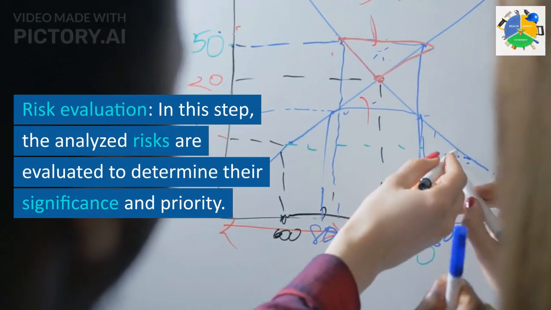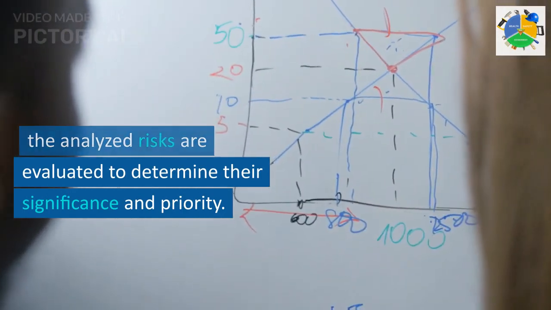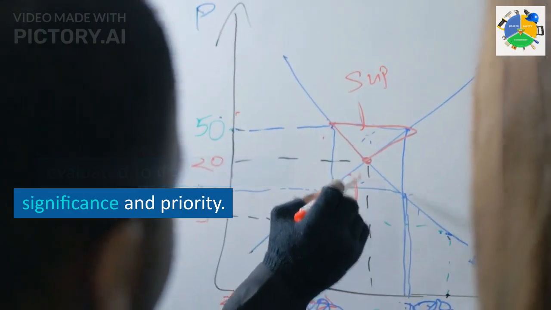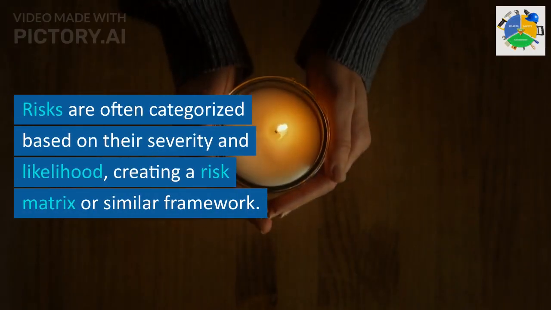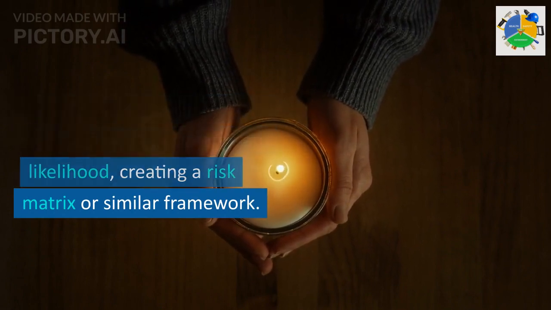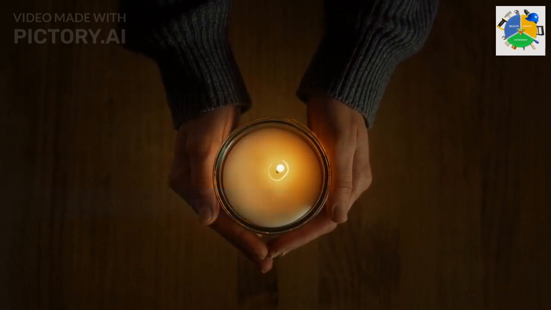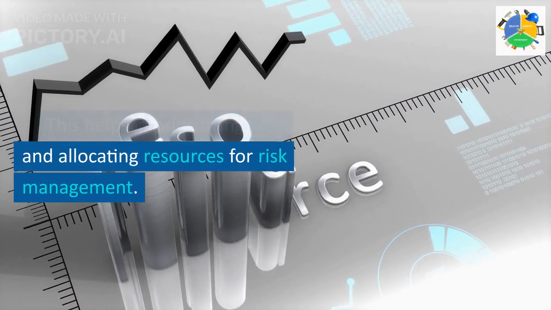Risk evaluation. In this step, the analyzed risks are evaluated to determine their significance and priority. Risks are often categorized based on their severity and likelihood, creating a risk matrix or similar framework. This helps in prioritizing risks and allocating resources for risk management.